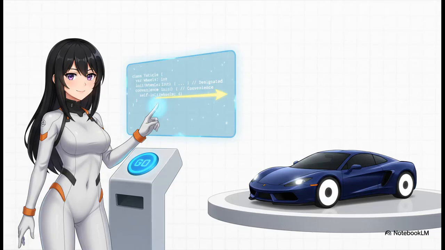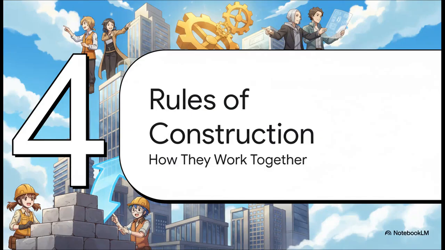Check out this example. We've added a convenience init that takes no parameters at all. And what does it do? It just calls our main designated initializer, self.init, and passes in a default value of 4 for the wheels. It's the perfect shortcut. Now, to make a standard car, you don't have to specify the wheels every single time. So much cleaner.